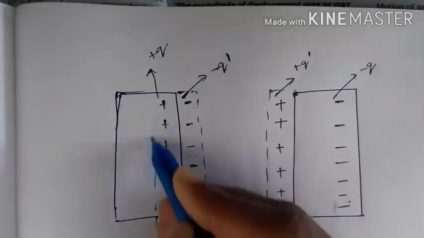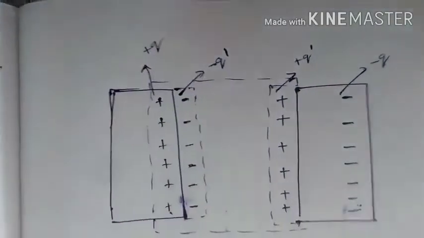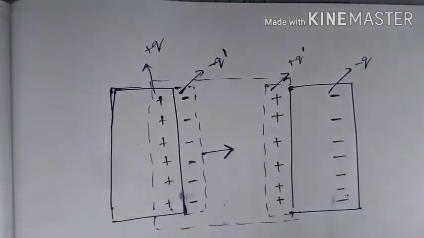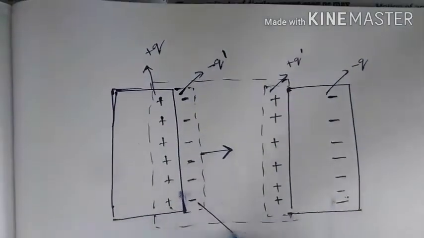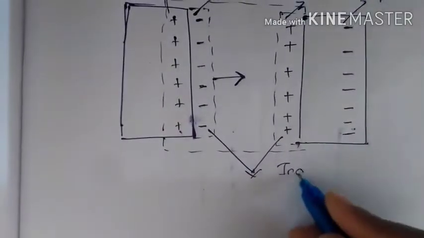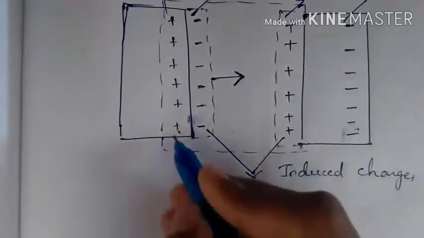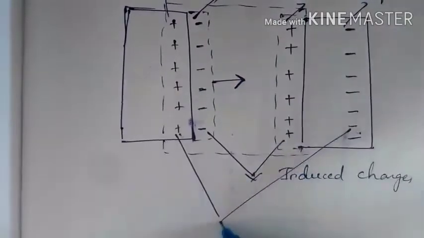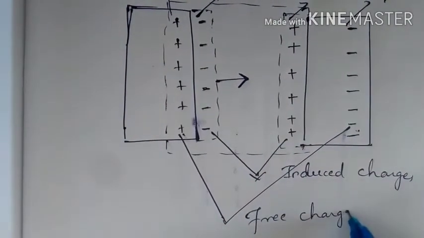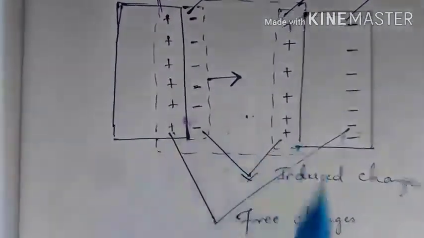So this here is again a surface. So here the net electric field will be in this direction, and these two are what? These two are induced charges, and these are free charges. And here you have a dielectric.